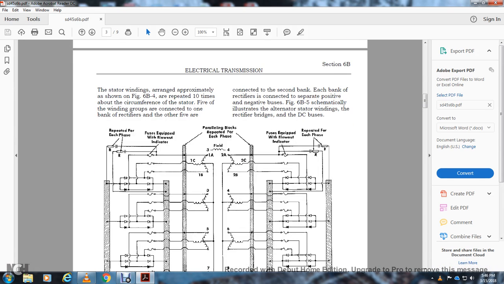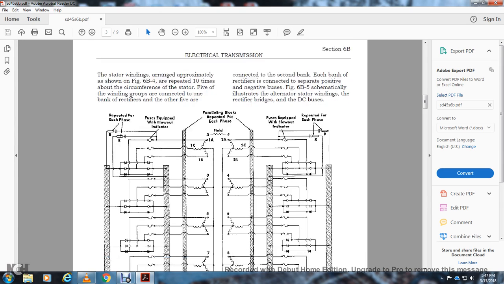The stator windings are arranged approximately as shown in figure 6B4, repeated in a 10-time circle around the stator, with five of the winding groups connected to one bank of the rectifier and the other five connected to the second bank. Each of the rectifier banks contains a separate power and negative bus. 6B5 is the schematic illustrating the alternator stator winding with the rectifier bridge for the DC buses.